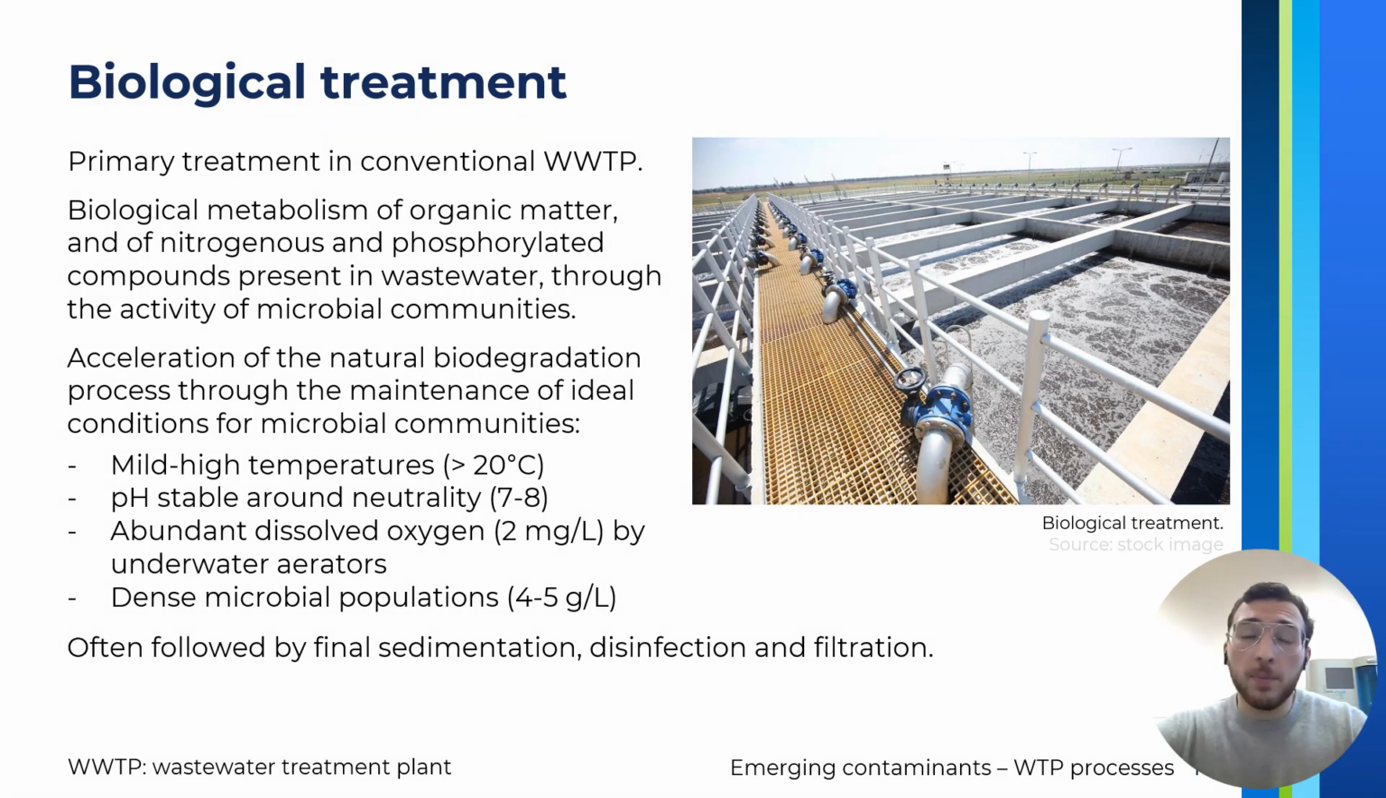Biological treatment is the primary and most common treatment process in conventional wastewater treatment plants, or WWTPs. During biological treatment, microbial communities hosted in large tanks and maintained in ideal living conditions degrade the available organic matter and nutrients in the wastewater, thus restoring it to its natural ideal conditions. Particular focuses of this treatment are the levels of nitrogen and phosphorus, because of their potential influence, in particular on the proliferation of algae and other living organisms at the outlet of the wastewater treatment plant.